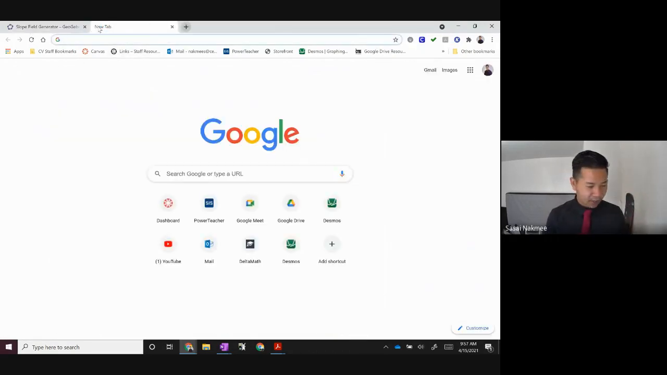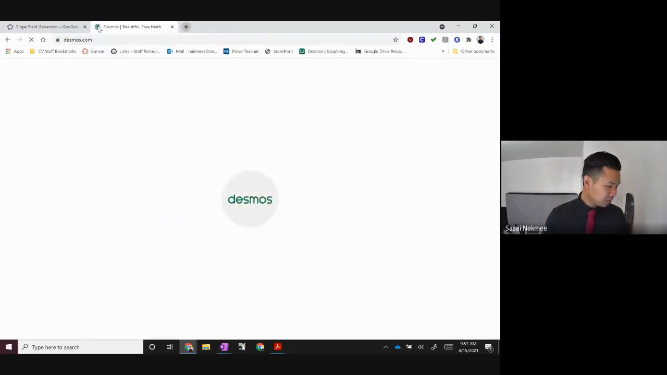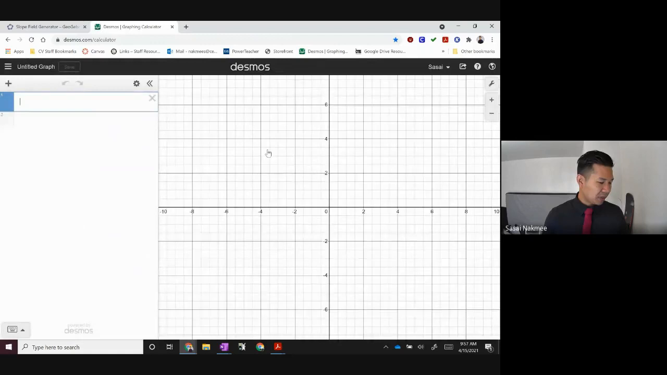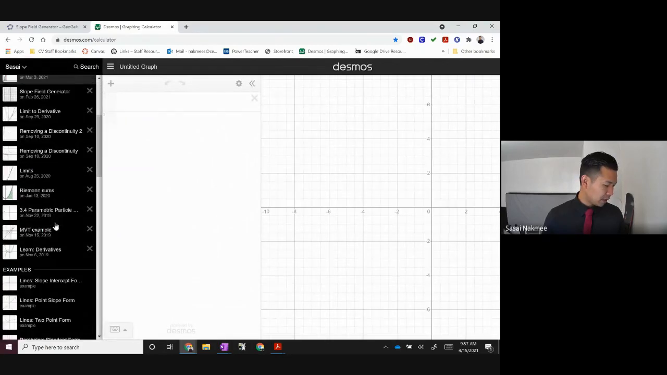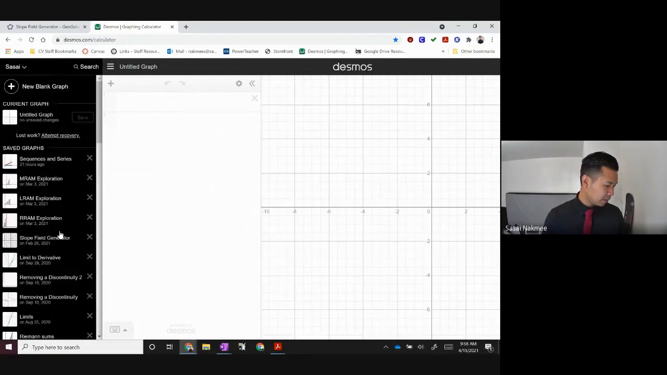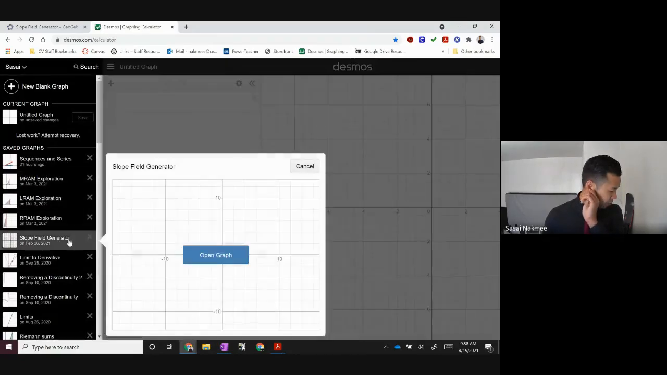Another one that I like is on Desmos. Let me get you that link as well, and I'll put this into the weekly agenda if you guys want to have it. Let me go ahead and click over here. Oh, did I not save it? That's a series and sequences. Oh, here we go, slope field generator.